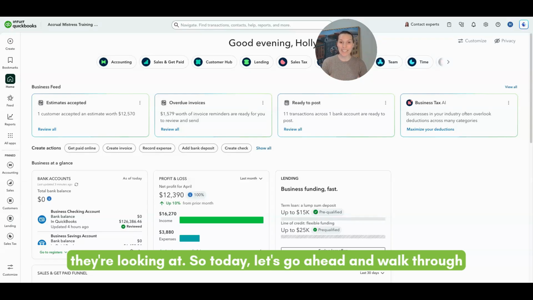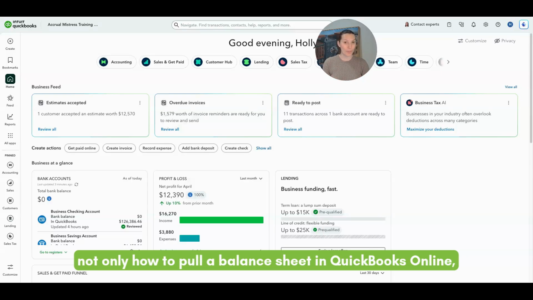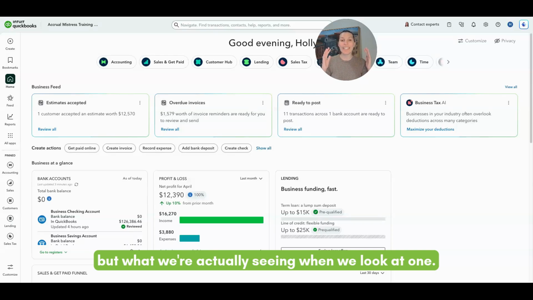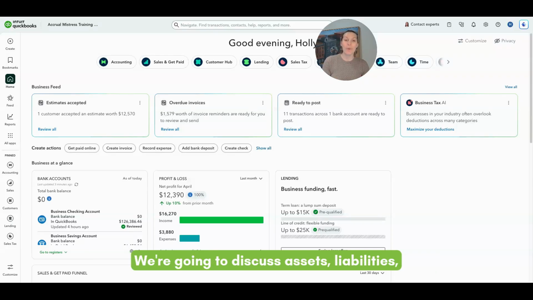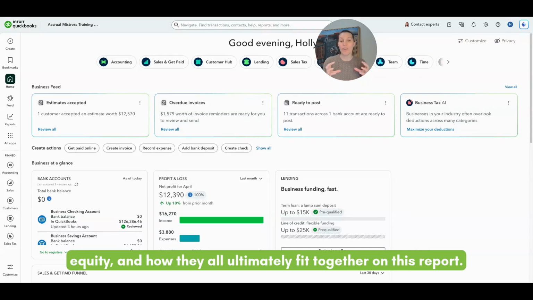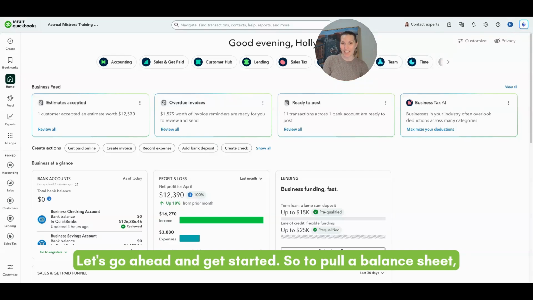So today, let's go ahead and walk through not only how to pull a balance sheet in QuickBooks Online, but what we're actually seeing when we look at one. We're going to discuss assets, liabilities, equity, and how they all ultimately fit together on this report. Let's go ahead and get started.